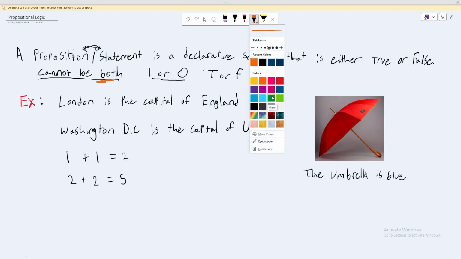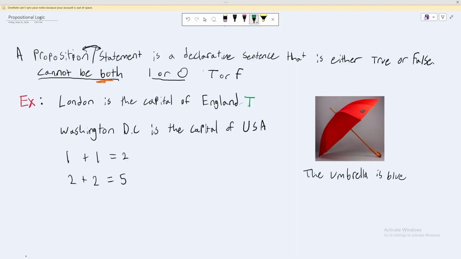So I'll just choose my color here, true. And then Washington DC is the capital of United States of America. This statement is also true. And then here we have a number equation or expression type thing. 1 plus 1 equals 2. This is true. And then we come to the next one. It says 2 plus 2 equals 5. This is not true, so this would be false.